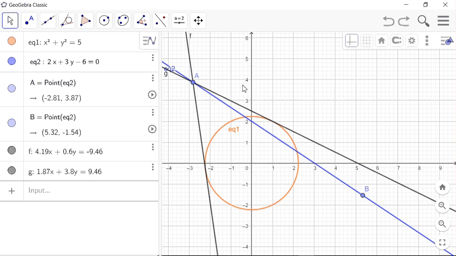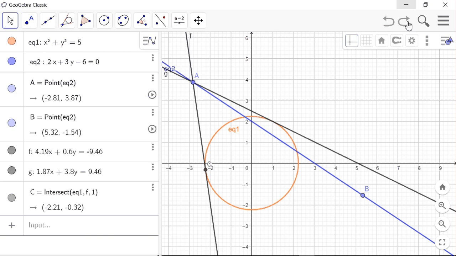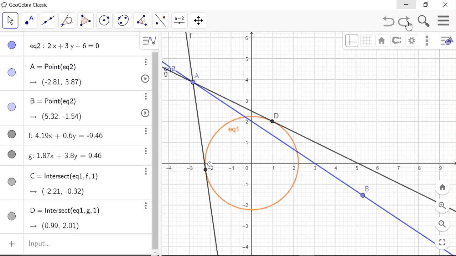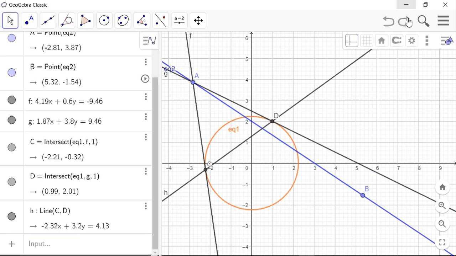Now draw tangents from the point A to the circle. Then again we have to mark these points of tangency. Then you have to draw a line through C and D. Same thing we have to repeat for point B.